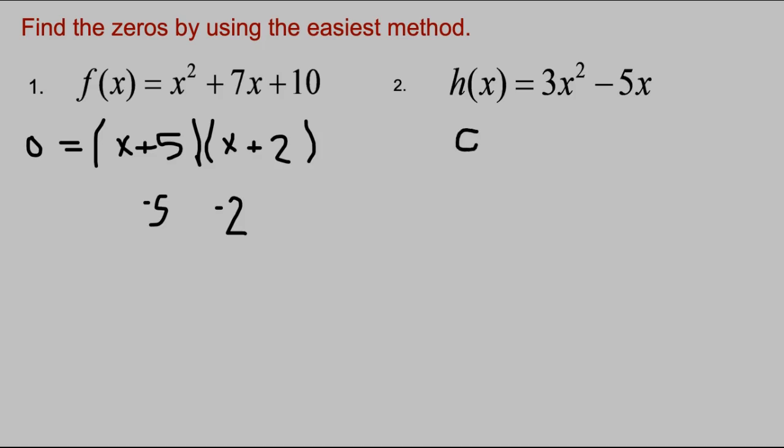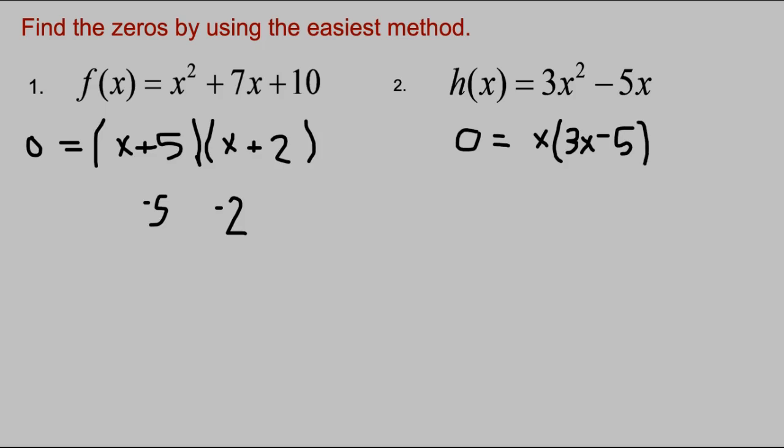This next one too, when we're missing a c term, a constant, this one is also going to factor. It's kind of like an undistributed factor where we can factor out the GCF, and in this case it's just x. So we have the greatest common factor of h of x is x. So we factor that out and we're left with 3x minus 5. Okay, so there it is in factored form.